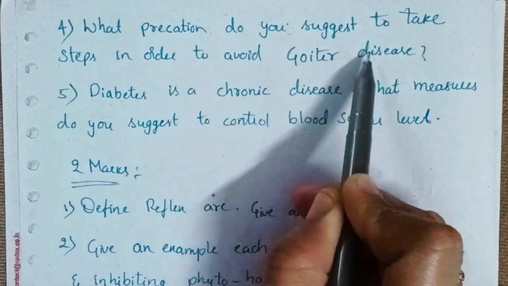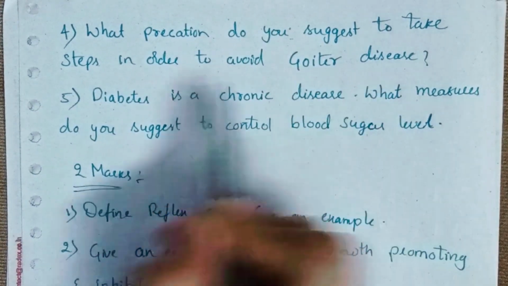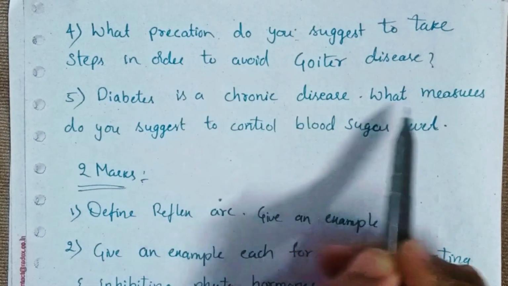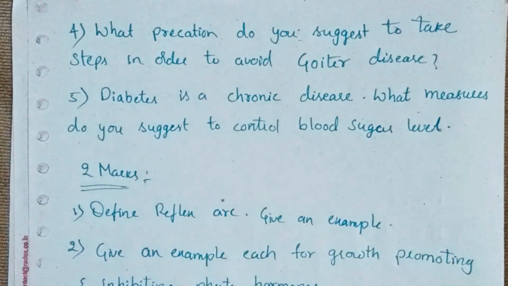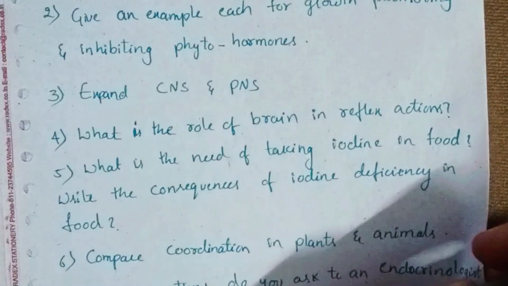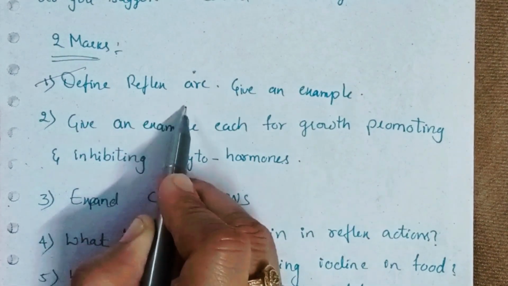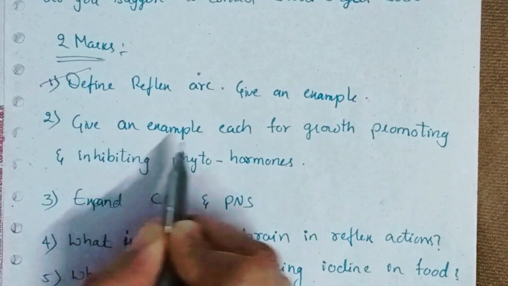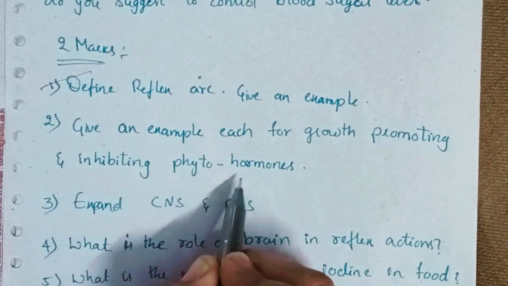what precautions do you suggest to take in order to avoid goiter disease? Next, fifth one, diabetes is a chronic disease. What measures do you suggest to control blood sugar level? Okay, now we'll move to 2 marks questions, which are, first one is, define reflex arc, give an example.